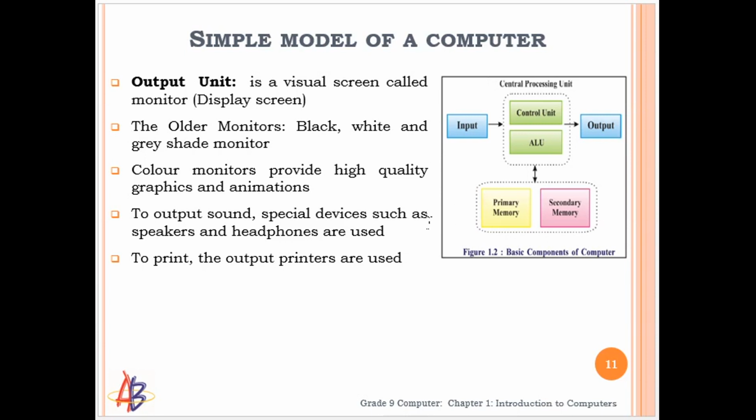But if you want sound as an output, you can use speakers as well as headphones. Similarly, if you want output on paper, then you can use printers. So whatever output you want, accordingly you can use the output devices. So here we can summarize the simple model of a computer. We have seen what is input, what is the memory, what is the CPU, and what is the output.